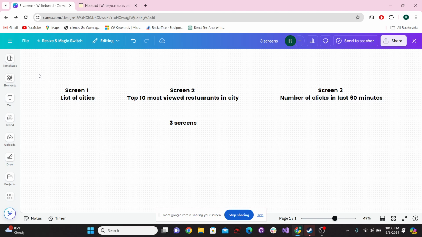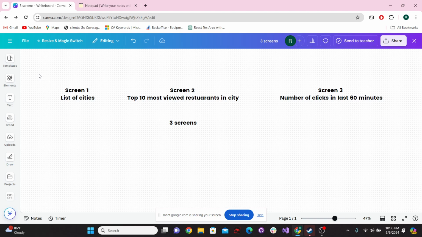Okay. So you have an app, right? You have three screens in the app. In the app, there's screen one where you see 10 cities like Delhi, Agra, Bombay, whatever, right? When you click on a city, you see the top 10 most viewed restaurants in the city. This is in the last 60 minutes, right? Everyone is clicking on that app, right? Everyone's viewing the restaurants.